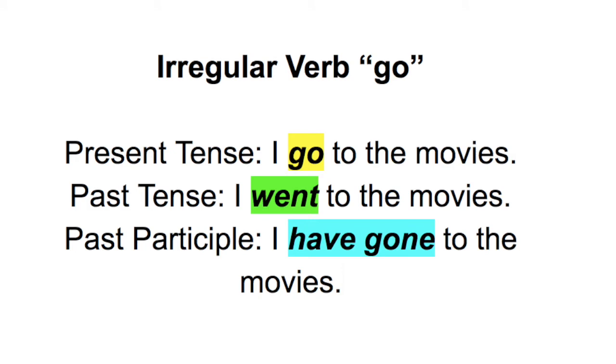All right, let's look at another example. Go. I go to the movies. That's the present tense. Right now, I go to the movies. To change it to past tense, you wouldn't say I goed to the movies. No, go is another one of those irregular verbs. Yesterday, what would we say? Went to the movies. Now, what if we added that helping verb before it? I have gone to the movies.